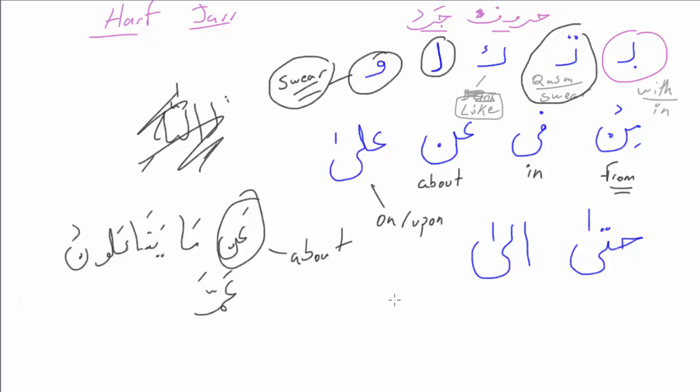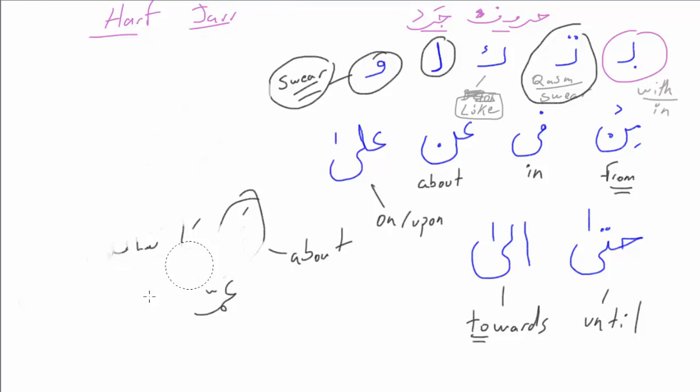Hatta is "until," and ila is "to." You know, ila maghfira, come to maghfira. To, or like "towards," or just "to." That's ila. So these were harf jars.